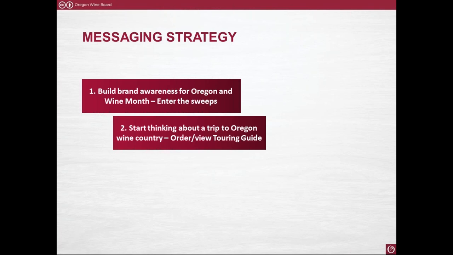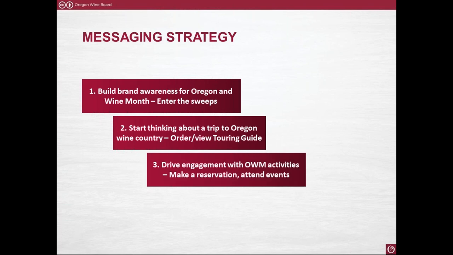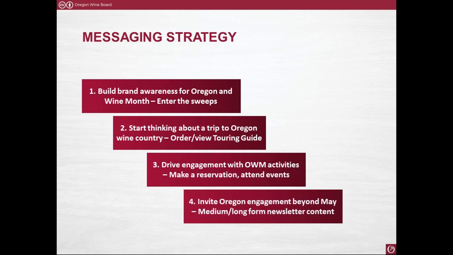We'll move on to a bit of inspiration, inviting people to think about visiting with mention and solicitation of the touring guide, both physical and the digital flipbook, as well as our online trip planning tool at visit.oregonwine.org. Next, the messaging will focus directly on what's happening in wine regions around the state and in restaurants to get people out to drink Oregon wine, both at wineries and participating businesses. And we aim to keep the conversation going in June by messaging contacts we captured throughout the campaign.